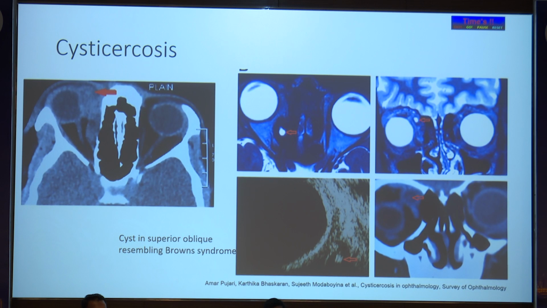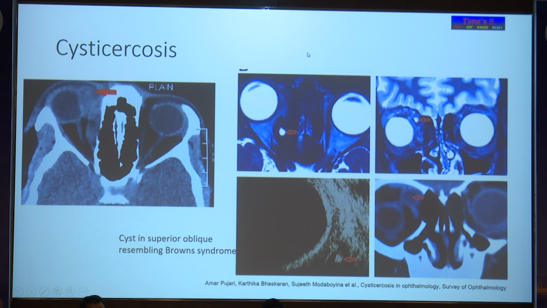Cysticercosis is a disease people usually don't think of, but it is a very great mimicker. It can present in the peripheral muscle, or it can even present intracranially causing a third nerve or sixth nerve palsy. Peripherally it can present causing an LR palsy or superior oblique palsy, or it can even present as Brown syndrome.